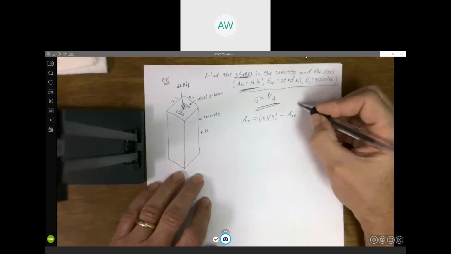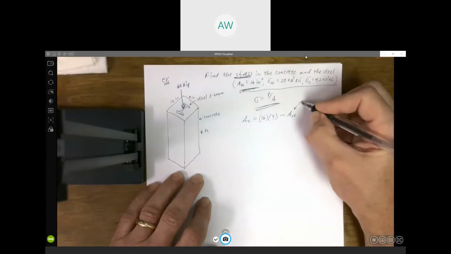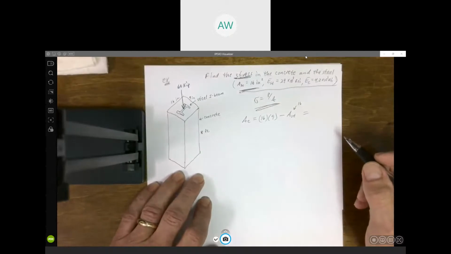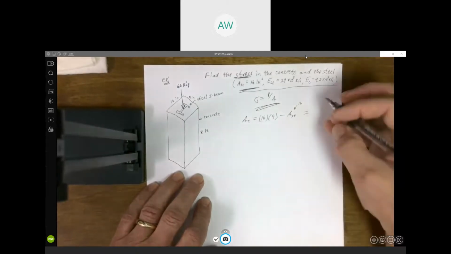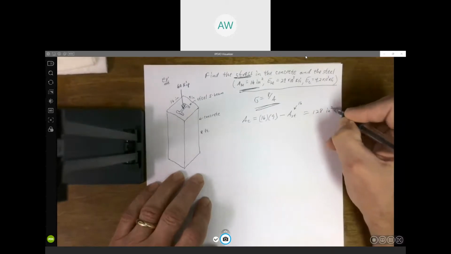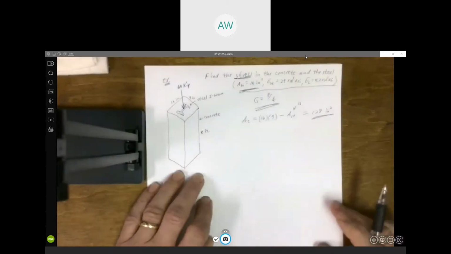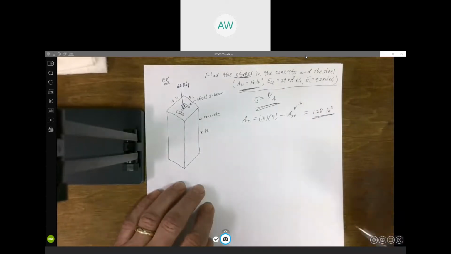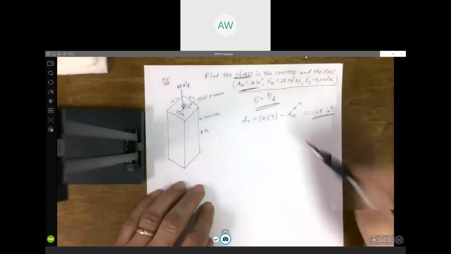And this was 16. So whatever 16 times 9 is, subtract 16, and I got 128 inches squared. So now we know the area of the steel and we know the area of the concrete. So now we need to focus on finding that force.